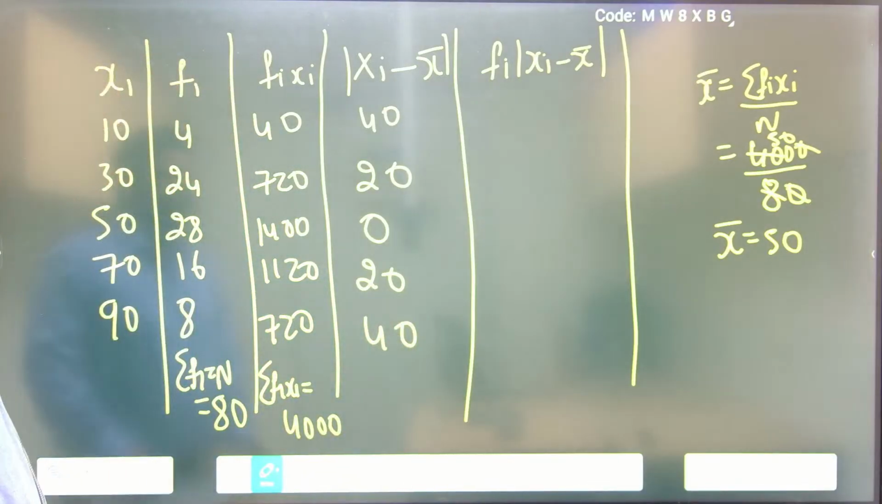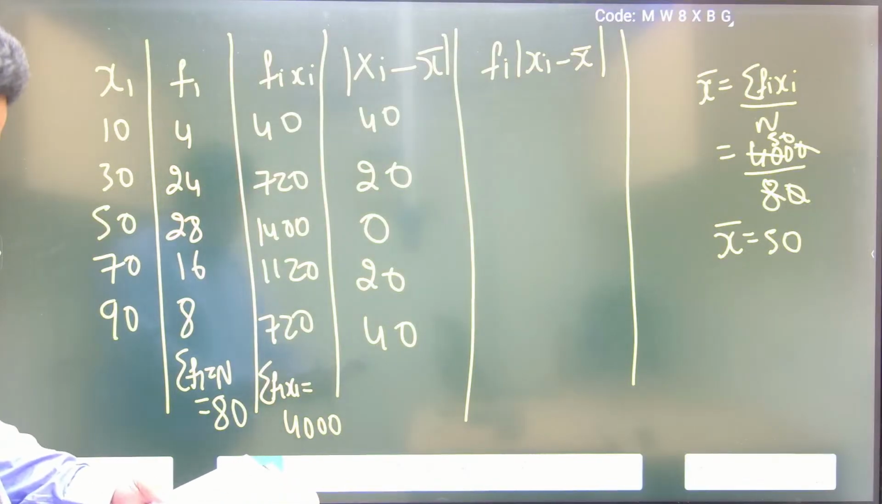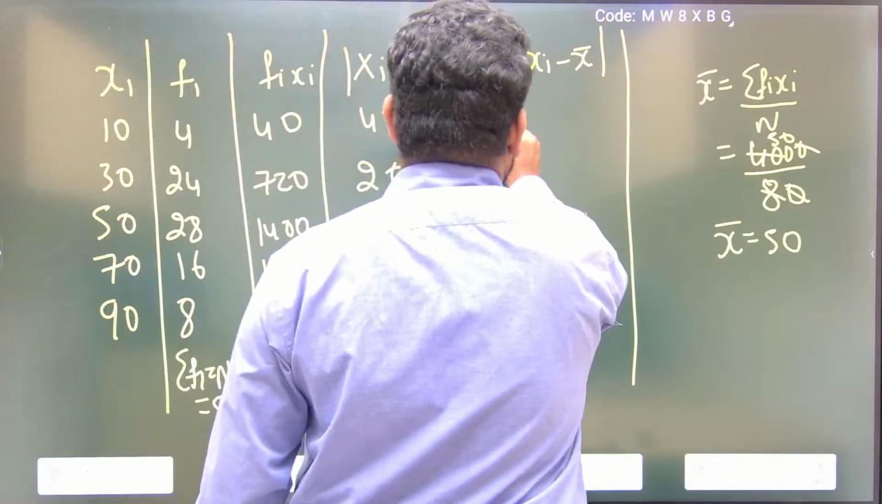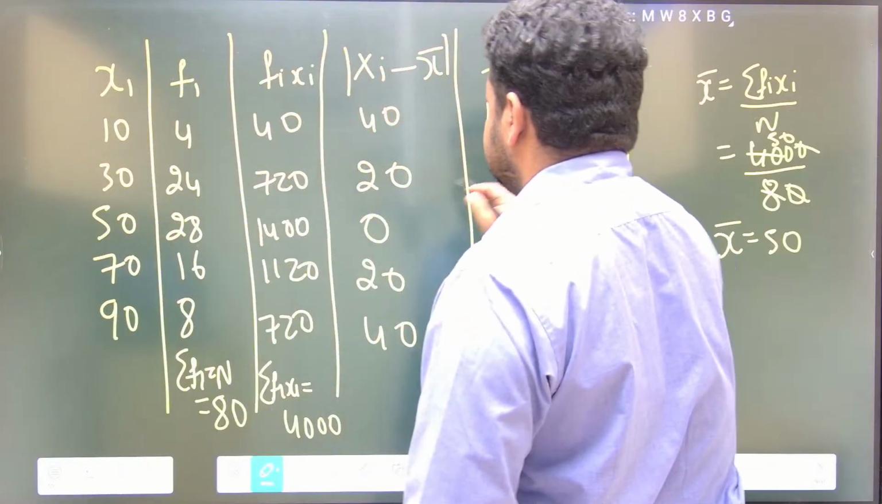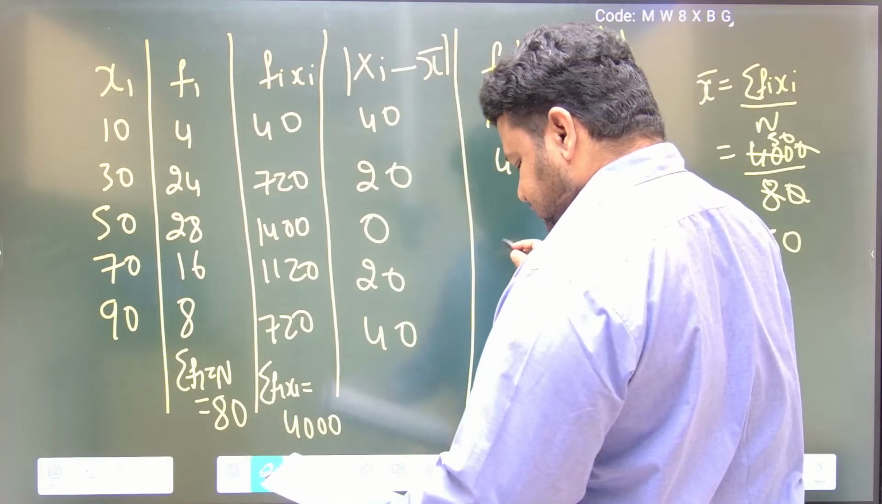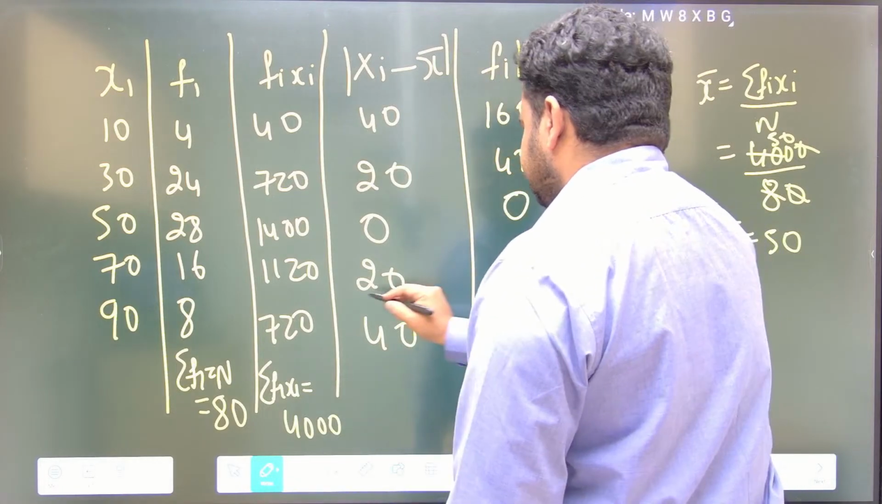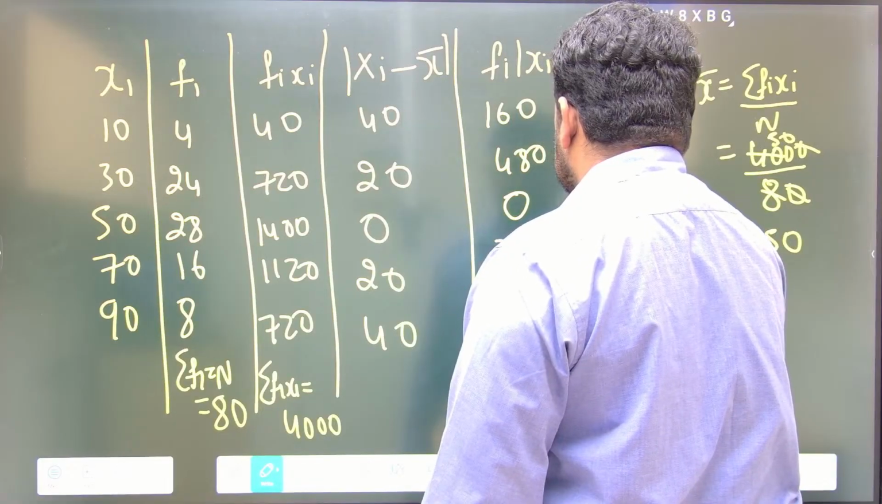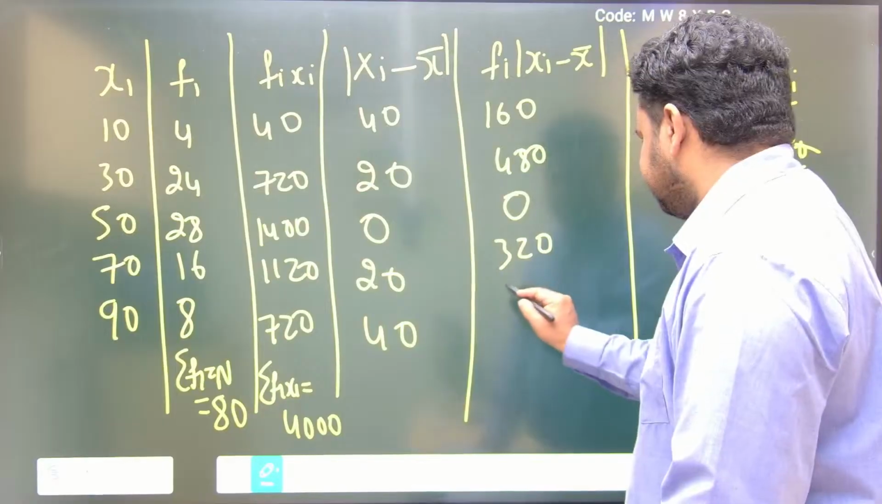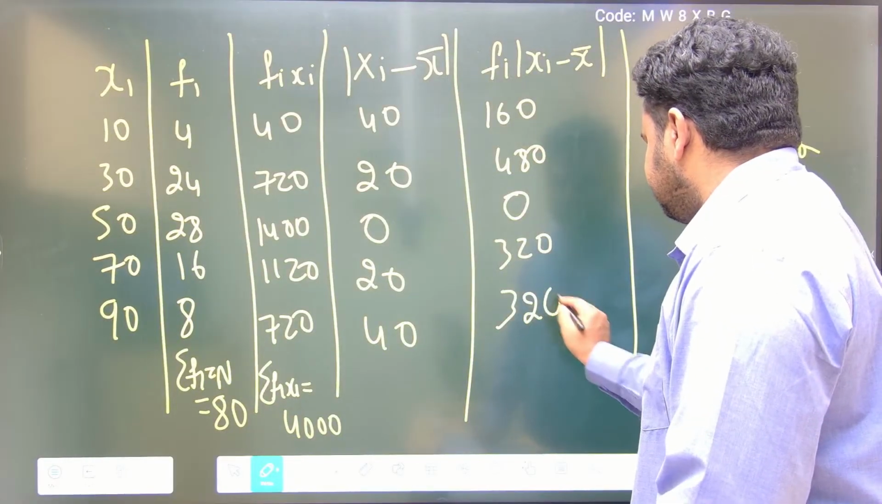Now what we have to do? Fi into xi minus x bar. 4 into 40 is 160. This will be 480. And this will be 0. And 16 into 2 is 32, this will be 320. Now 8 into 40, this will be again 320.